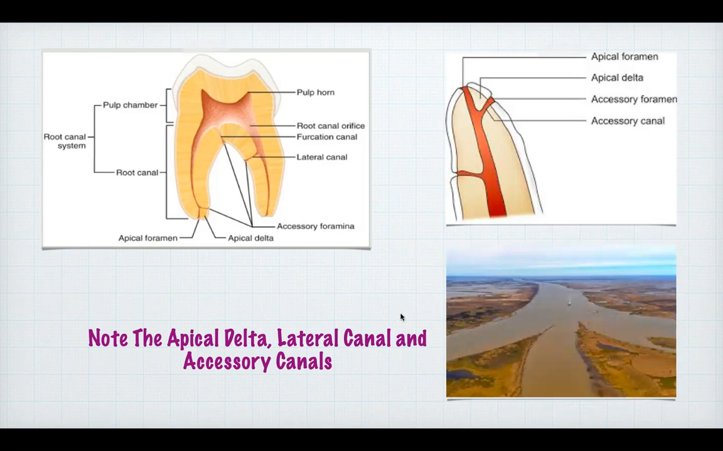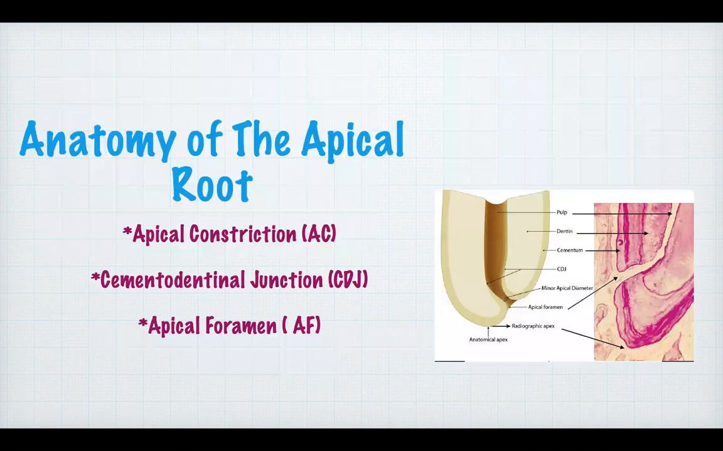Talking about the apical root anatomy, we need to know three main structures: apical constriction, also known as minor apical diameter; cemento-dentinal junction, which is a junction between the cementum and the dentin; and apical foramen, also known as major apical diameter. Besides that, we have two more structures, the anatomical apex and the radiographic apex.